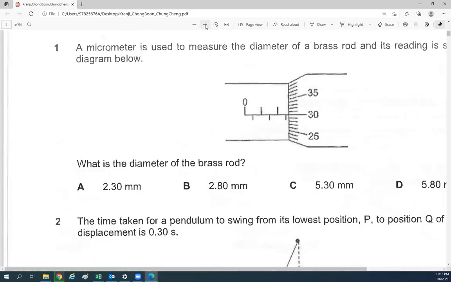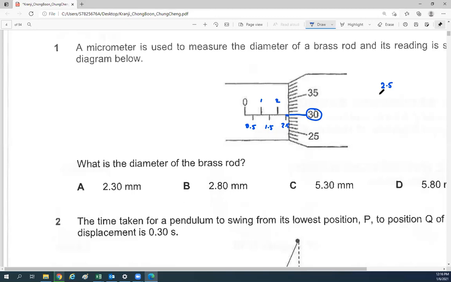So step number 1, how to read a vernier caliper. Sorry, this is a micrometer screw gauge. So step number 1, you have to know that this is 0, this is 1, this is 2. In between 0 and 1 is 0.5, in between 1 and 2 is 1.5, and this is 2.5. So I know it is 2.5 something. This is the something that I need to find. And since this is in line with this fella, 30 is what I want.